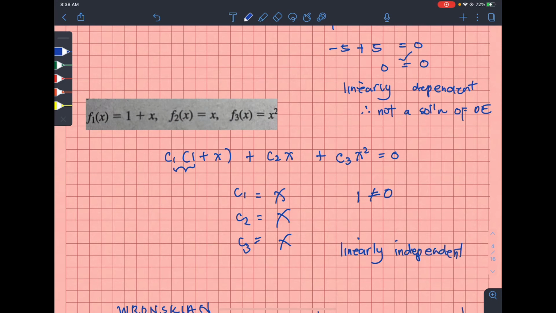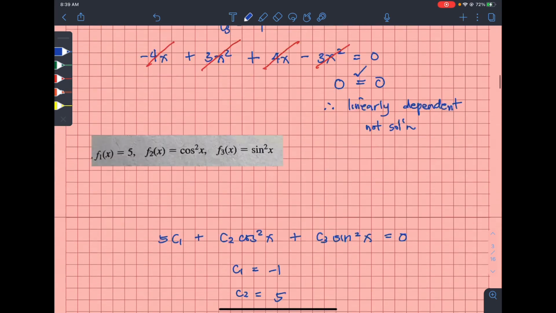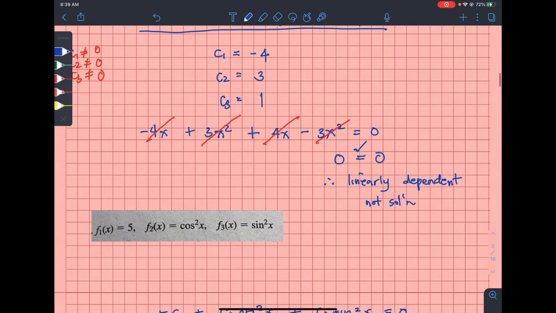And thus, those solutions are linearly independent. And therefore, those are a solution of the differential equation. Ibig sabihin, itong tatlong na to, those are a solution of a given differential equation. Yung unang dalawa, they are not. Okay? So those are the methods in finding whether the solutions are linearly dependent or linearly independent.